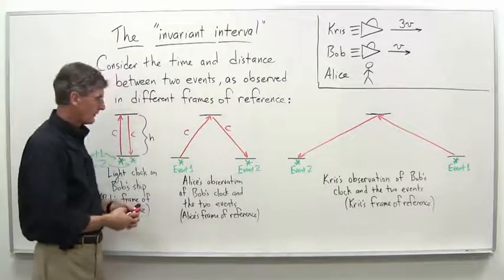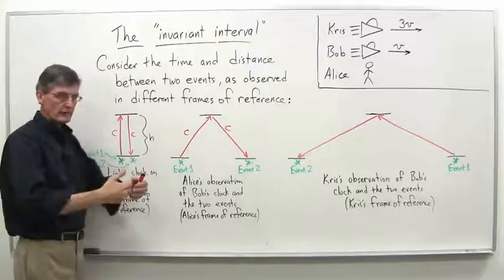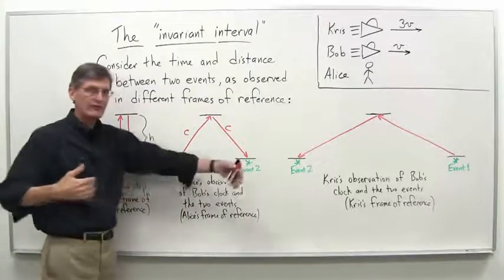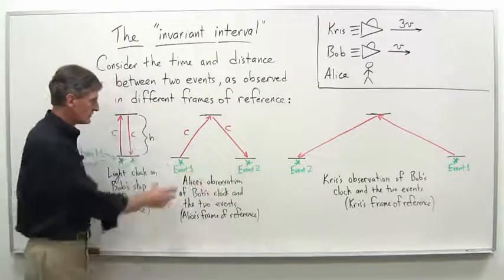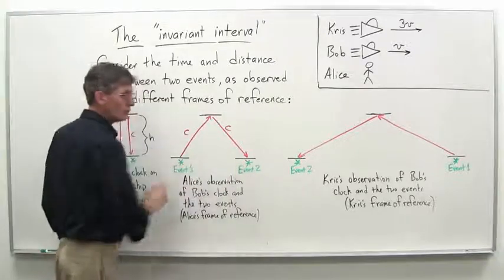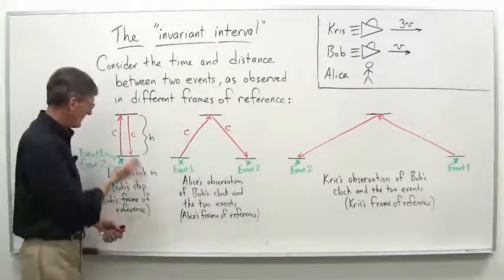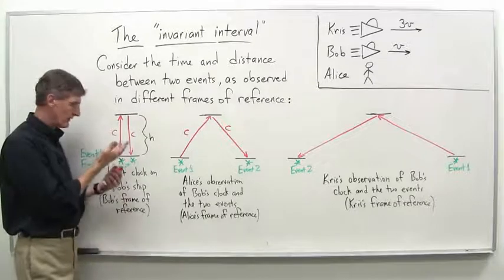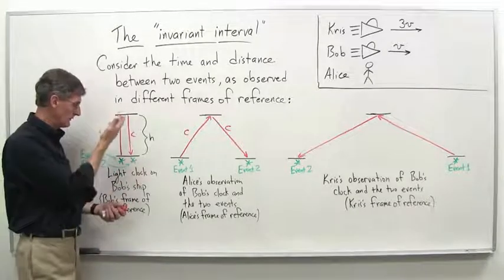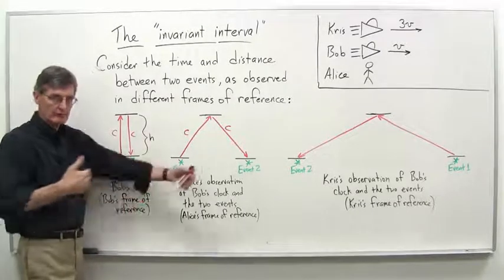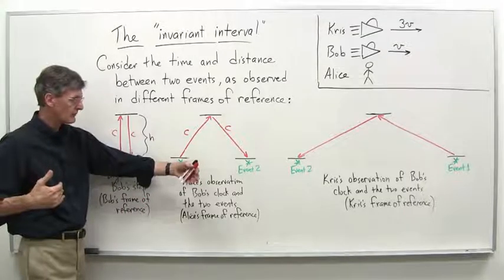So she sees, according to her frame of reference, her lattice of clocks and measuring system, event 1 and event 2 at different places. Bob sees event 1 and event 2 occurring at the exact same place, at point 0 on his clock, his measuring system from his frame of reference.